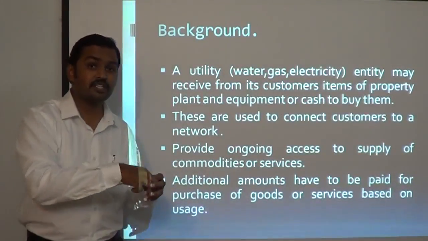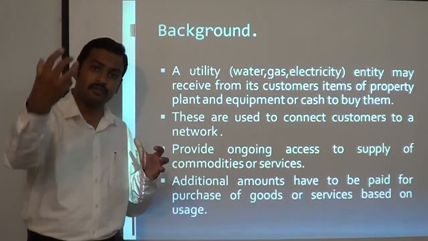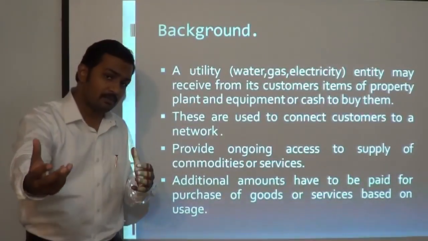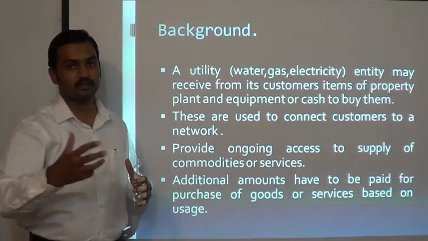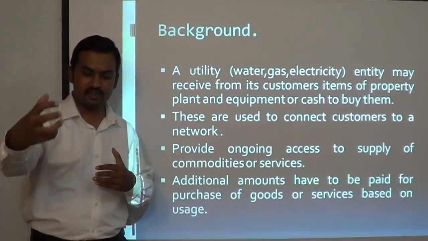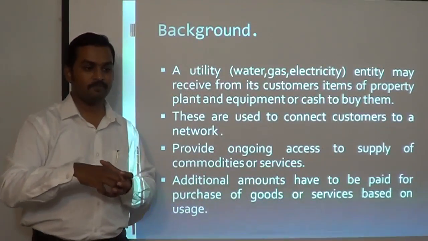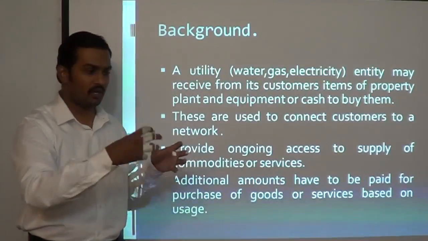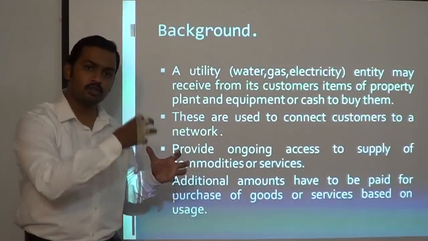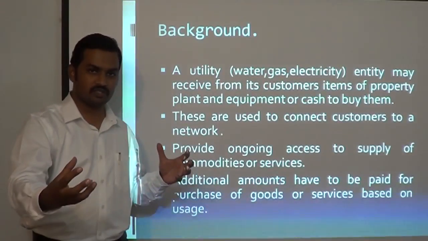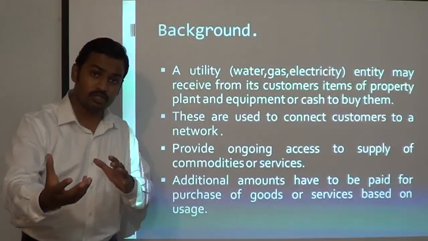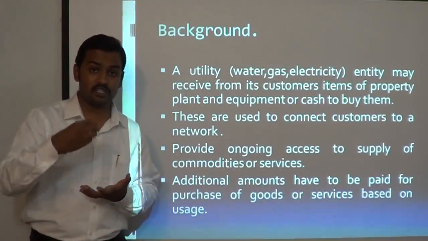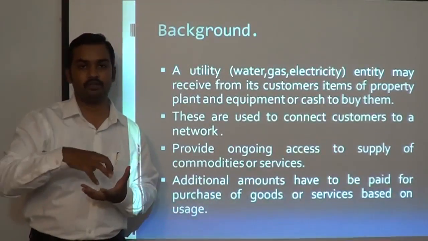Sometimes just for getting connection to that network, they have to contribute an asset or they have to give some cash to get connected to a network. If they are using our gas or water supply, definitely we are going to charge again. So what we are talking about is an entity receiving an asset or cash from a customer. With this asset, we are going to connect the customer to a supply network, or we allow the customer to buy continuous supply of goods and services. And when they buy goods and services, we are going to charge them some amount. We are not going to give them for free. So how to deal with such a situation in the books of the company which is receiving the asset is what we are going to discuss in the standard.